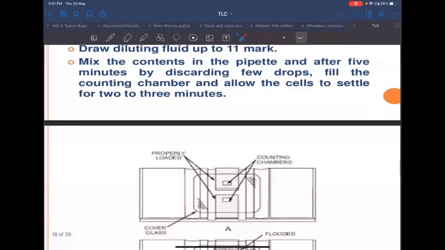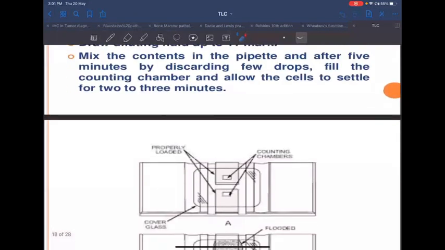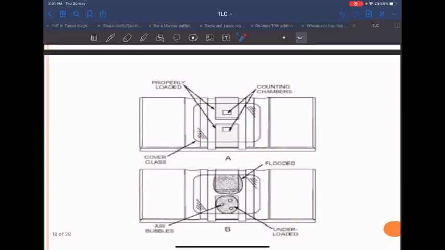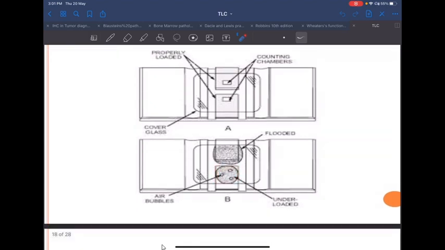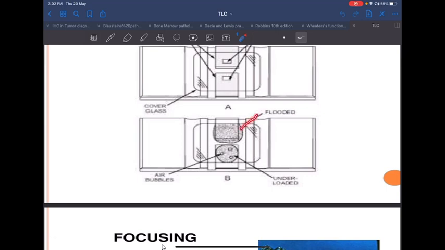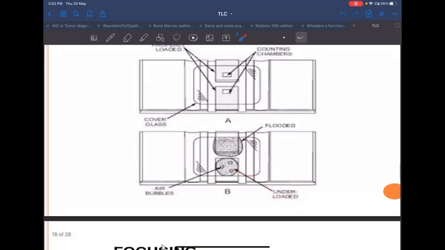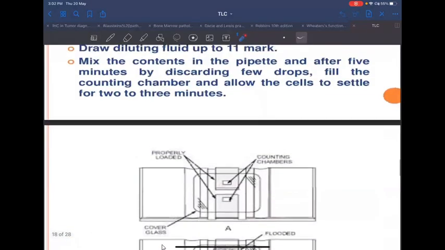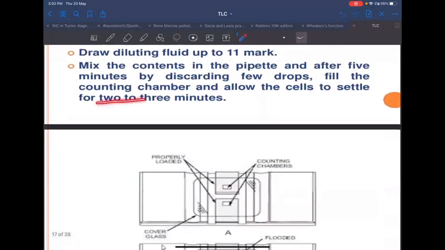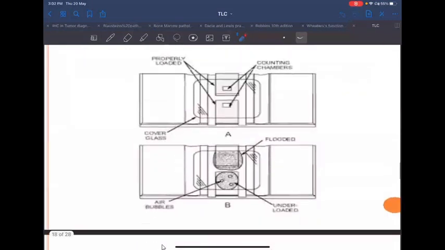Then we do the charging of the Neubauer chamber. How do we do it? We place the cover slip over the Neubauer chamber, then along the side of the chamber at a 45 degree angle, we drop a drop so that it covers the whole area. We try to avoid excess fluid by preventing flooding. We also prevent underloading or overloading. This is known as overloading, and this is known as underloading. So we try to prevent this.